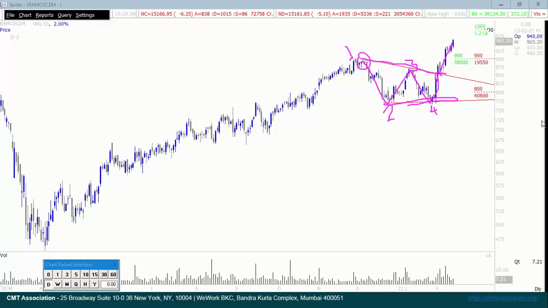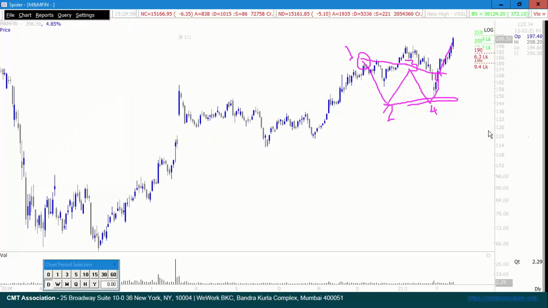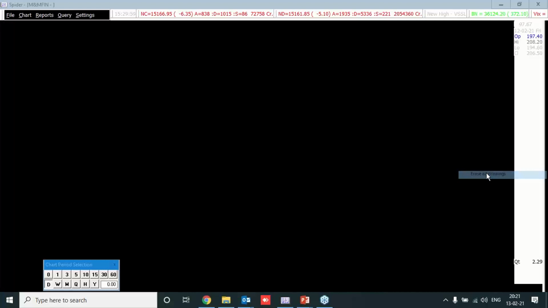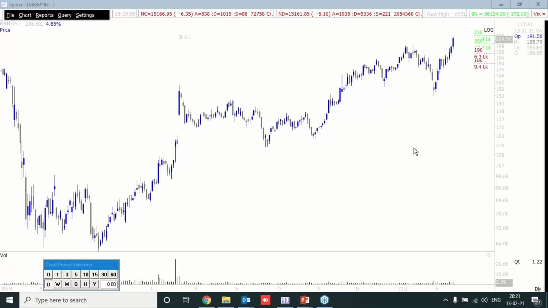So now let's pull, say, Mahindra and Mahindra Finance. I'll pull Mahindra and Mahindra Finance. Okay, so again, in this particular chart, I want you to identify some trend line or some trade setup.